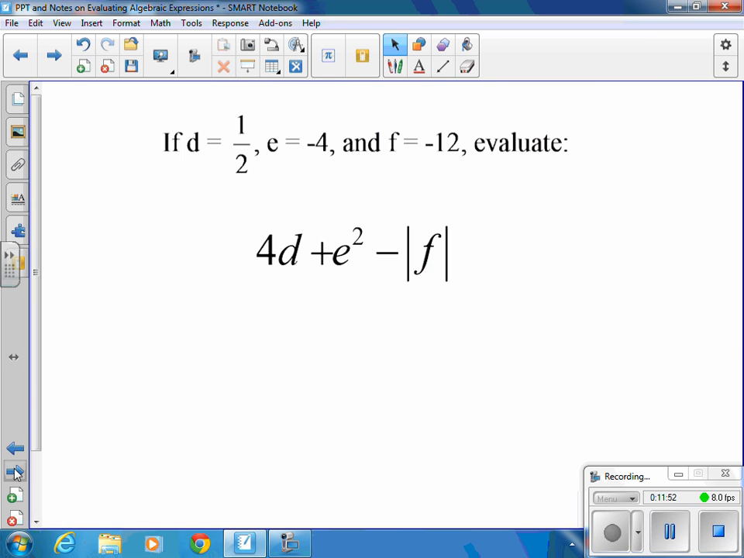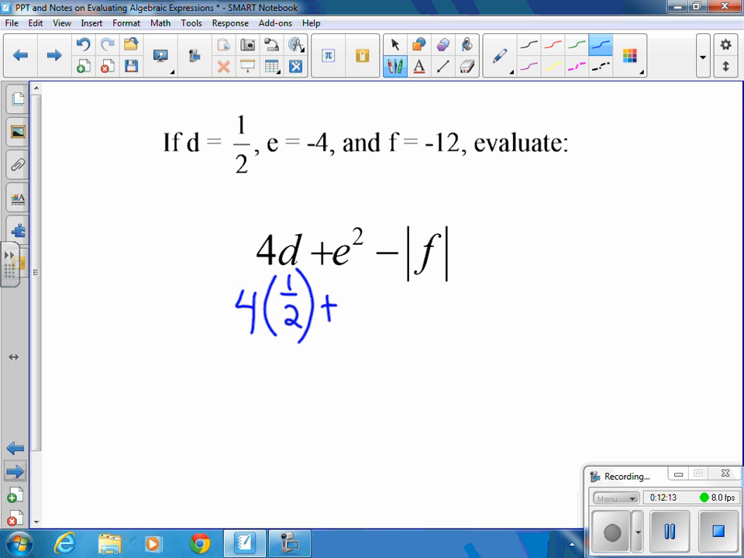All right, one more. Again, just trying to mix it up on you, make it just a little bit harder. We're going to plug in our numbers, see what we get. I have 4. 4 is going to stay 4. D is 1/2. Again, this is 4 times D, so it's 4 times 1/2. Plus, E is -4. I'm going to put the -4 in parentheses, again, because of the fact that it's negative, and it's raised to the second power. And I'm subtracting this right here.